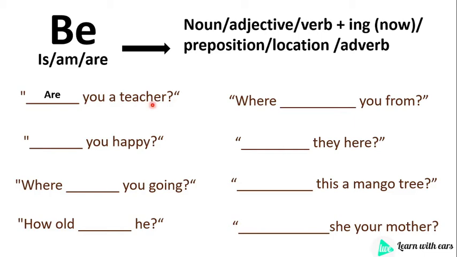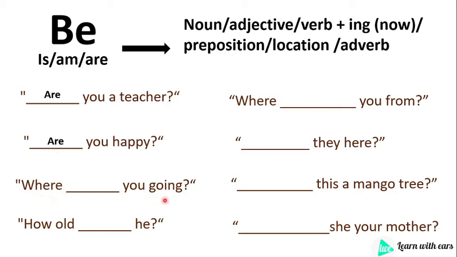Okay, next, you happy. Happy is an adjective and before happy there is you. You is plural subject. With you we use are. So we'll use are. Are you happy?